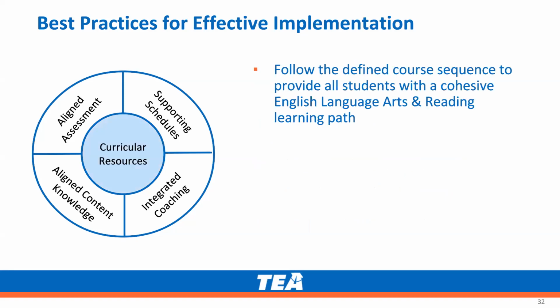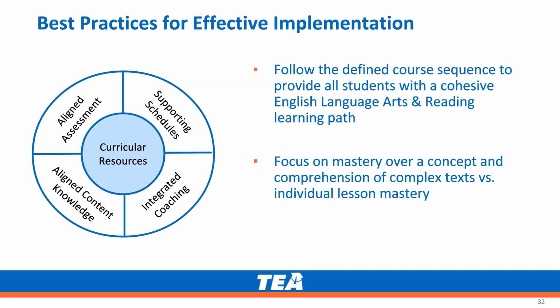As we move forward, you'll see that the blue circle for curricular resources becomes highlighted, because I want to highlight a couple of things related to curriculum implementation best practices of the resource. First, as we mentioned in the beginning, it is recommended that you follow the defined scope and sequence created within the materials to provide students with a cohesive English language arts and reading learning path. In addition, we recommend focusing on mastery over a particular concept and comprehension of a complex text versus individual lesson mastery, as many lessons build toward that mastery of concepts and comprehension.